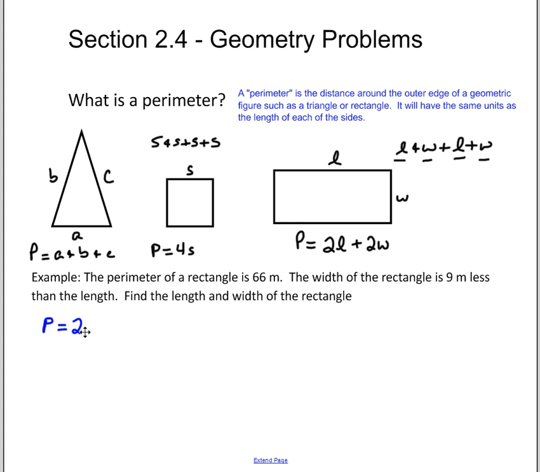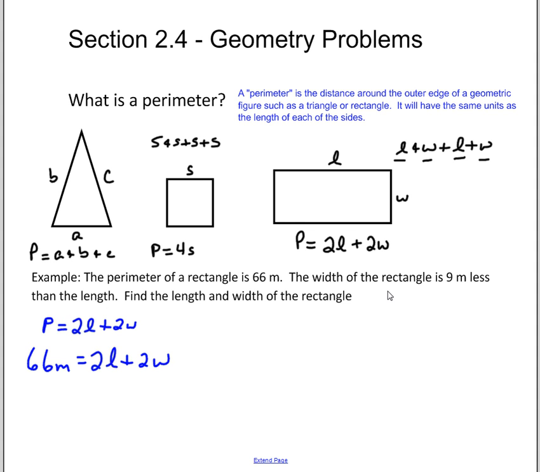As illustrated, that's 2 times the length plus 2 times the width. And we're told that that perimeter is 66 meters. So 66 meters is equal to 2 times the length plus 2 times the width. Unfortunately, that doesn't give me much information to go on. Why? Well, I still don't know either of those two, but I'm given a little bit of extra information. Something about the width of the rectangle being 9 less than the length. There we go.